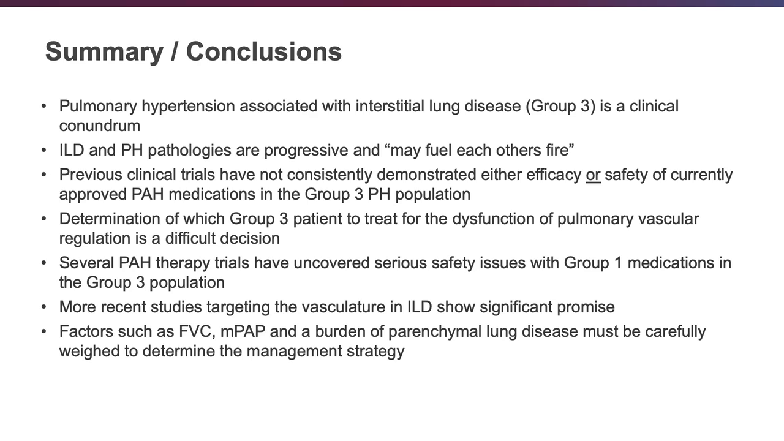More recent studies targeting the vasculature in ILD show significant promise, but certainly most promising is the INCREASE study, once again the largest randomized controlled study in group 3 pulmonary hypertension, which was decidedly positive, not only based on the primary endpoint, but on multiple secondary endpoints as well. Factors such as the forced vital capacity, the mean pulmonary artery pressure, and the burden of the parenchymal lung disease must be carefully weighed to determine the best management strategy.